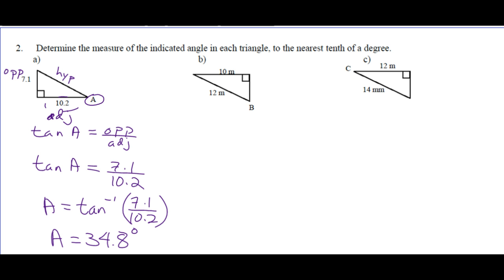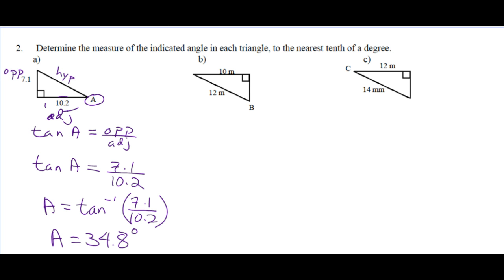Okay, so make sure that you're rounding correctly. If we know we're doing nearest tenth, we can just set the calculator. Besides mode, degrees, you can also go to mode, and instead of float, change it to 1. That way it'll round to 1 decimal. And then we go tan inverse 7.1 divided by 10.2. Calculator rounds for us. We don't have to worry about rounding incorrectly.